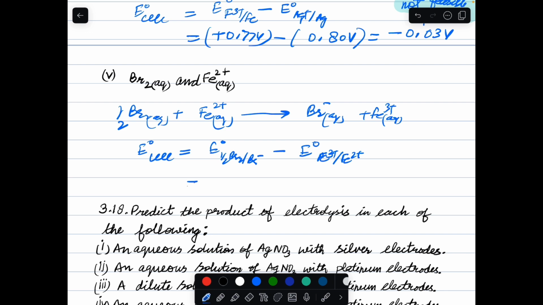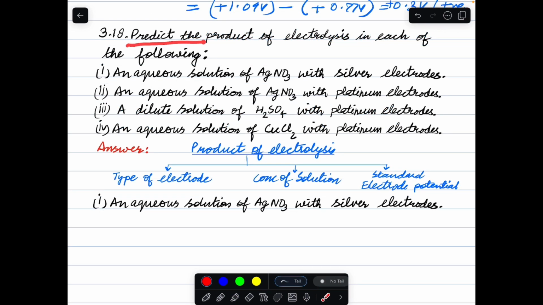Okay, so we are having here the value as plus 1.09 volt minus this value, plus 0.77 volt, and we will be getting 0.32 volt, that is a positive value. So therefore this reaction is feasible. Okay, it is spontaneous. The question is, predict the product of electrolysis in each of the following. They have given you 4 reactions and you have to find out the product of electrolysis.